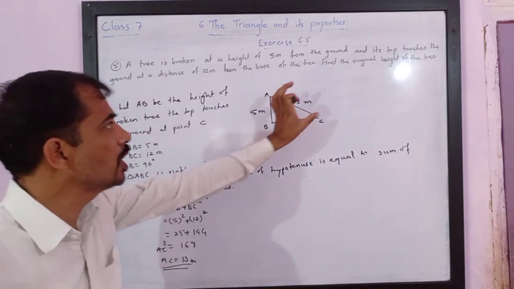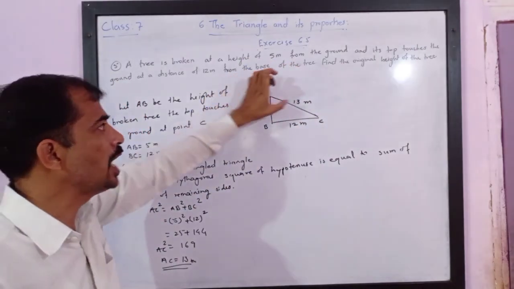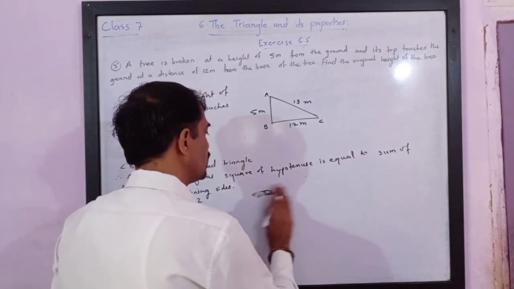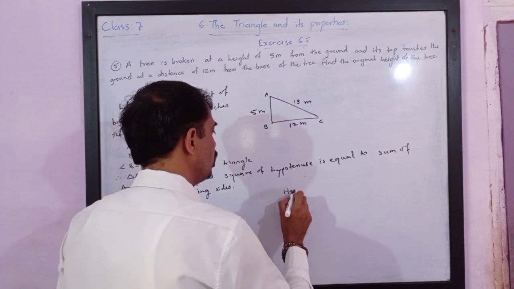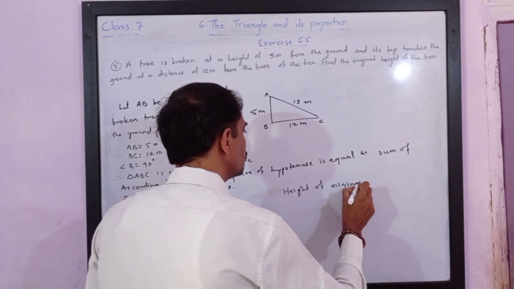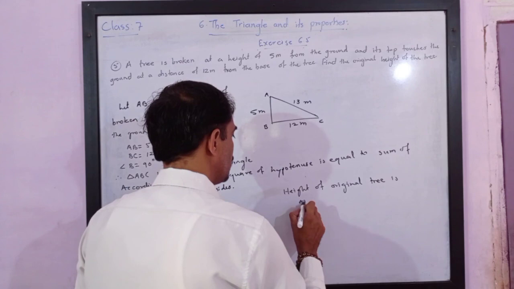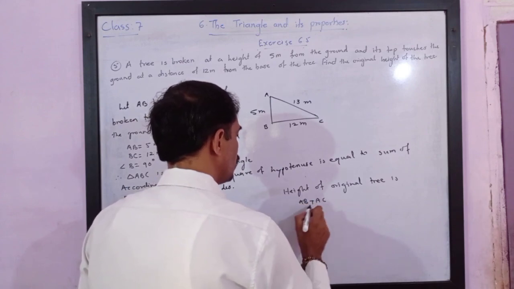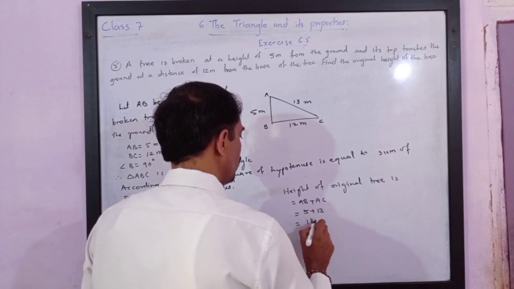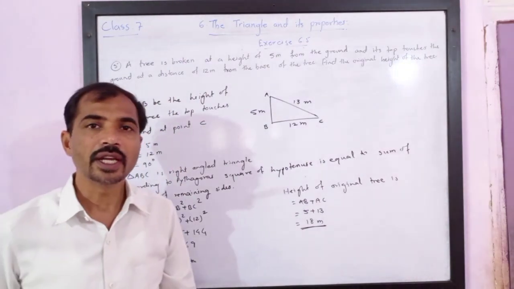Please note, this is the broken part and this is the height left after the tree is broken. So the height of the original tree, that is before it was broken, is AB plus AC. So it is equal to 5 plus 13, that is equal to 18 meters. Thus, the height of the original tree is 18 meters.